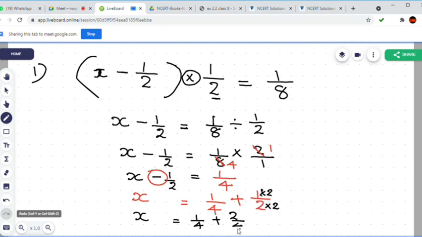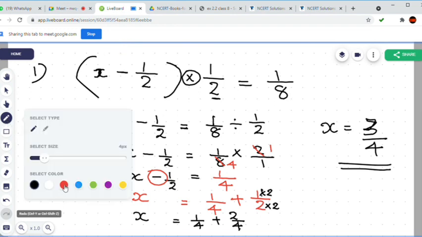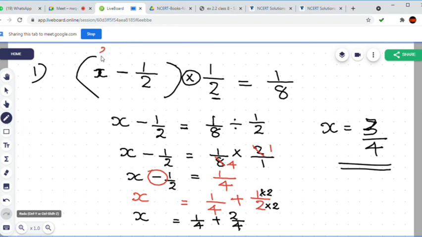2 by 4. Then 1 by 4 plus 2 by 4. What is the last answer? X equal to 3 by 4. 3 by 4 is the last answer. X equal to 3 by 4. Now we can verify the answer by putting that 3 by 4 here.